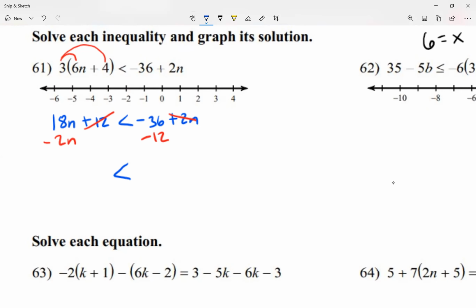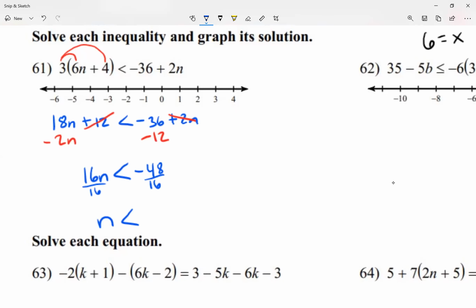So there's my inequality sign. On the left side, I have 18 minus 2. So I'm going to call that 16n. On the right side, negative 36 and a negative 12. Same sign, you add and keep the sign. So negative 48. Let me divide by 16. Right, I'm dividing by a positive, so my sign does not change.